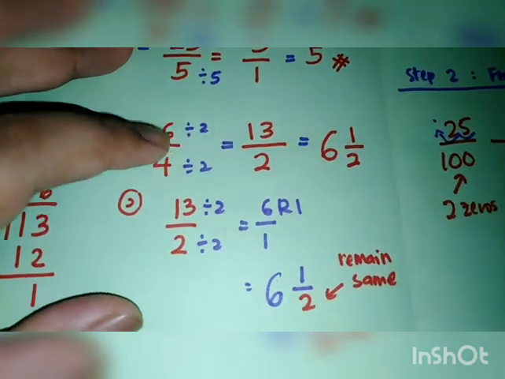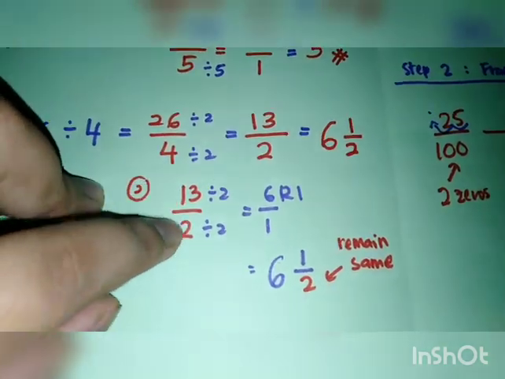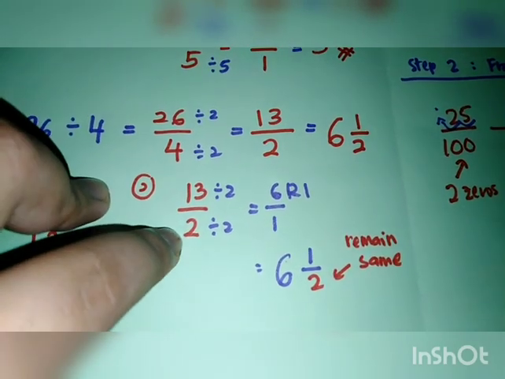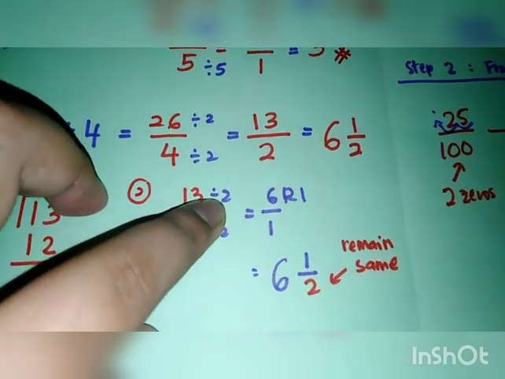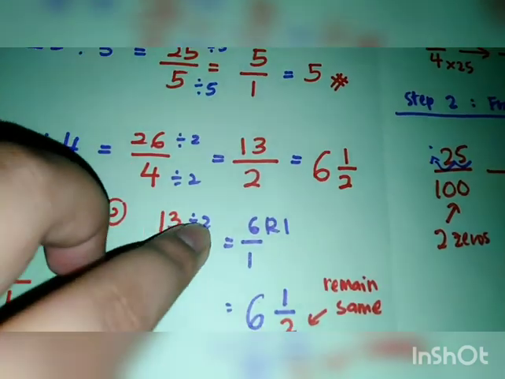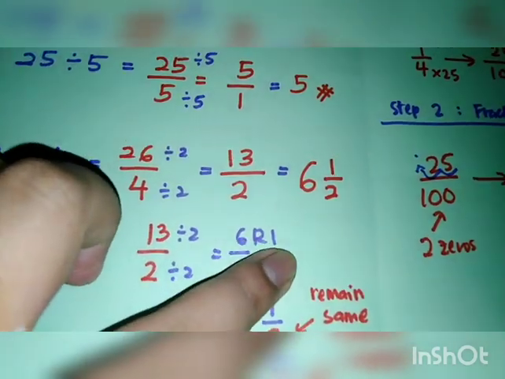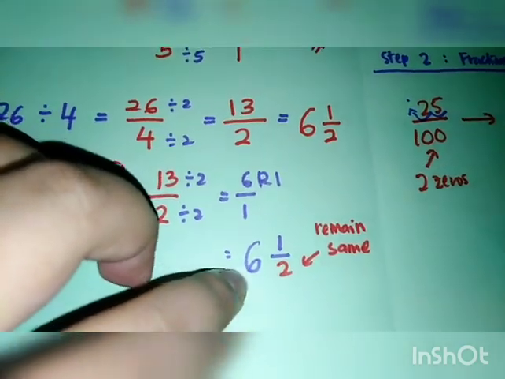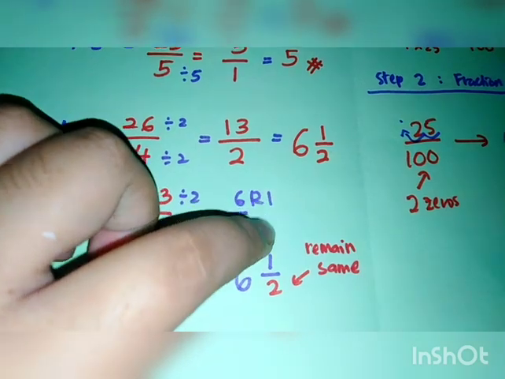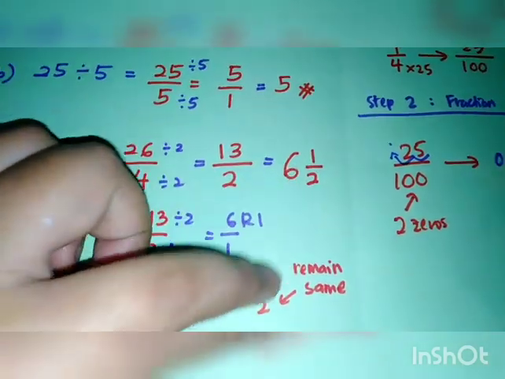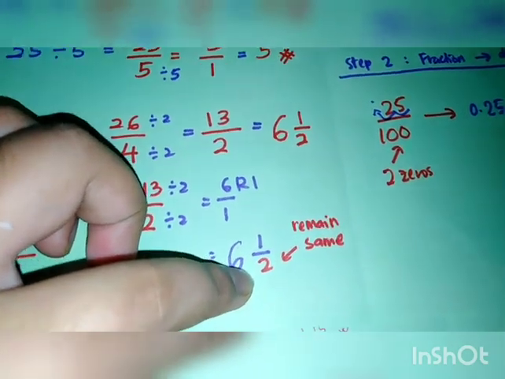Alright. So the second method is 13 over 2. So both of these you need to divide by the denominator here, which is divide by 2 and also divide by 2. So 2 divided by 2, you will get 1. So 13 divided by 2, you will get 6, remainder 1. Alright. So 6 here will be the whole number, and the remainder 1 here will be the numerator. So the denominator will remain the same, which is 2.